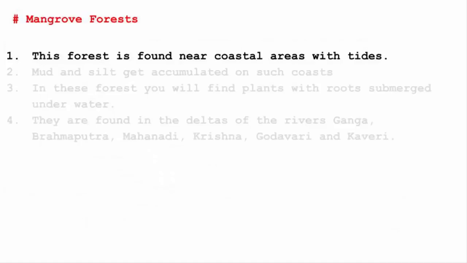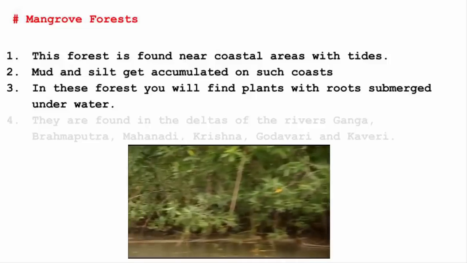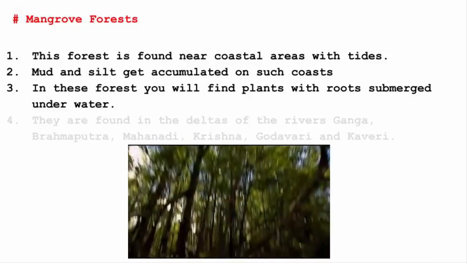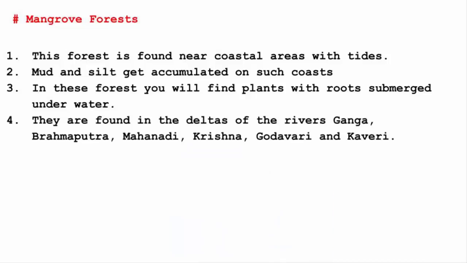Coming to the last forest, mangrove forests. Now this type of forest is found near coastal areas with tides. Now tides are important because they will help the mud and silt get accumulated on the coast. In Hindi we call it as kichar or daldal. In these forests you will find plants with roots submerged underwater. I want you to watch this clip and get a better understanding as to what I mean. Yeah, so those are mangrove forests. They are found in the deltas of the rivers Ganga, Brahmaputra, Mahanadi, Krishna, Godavari and Kaveri.